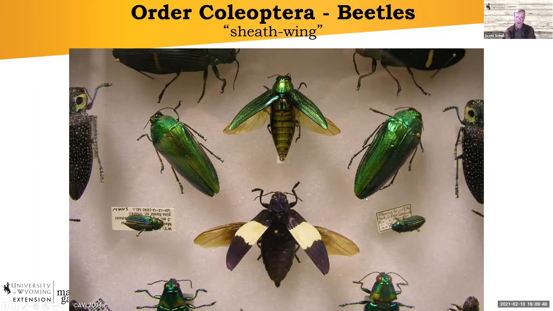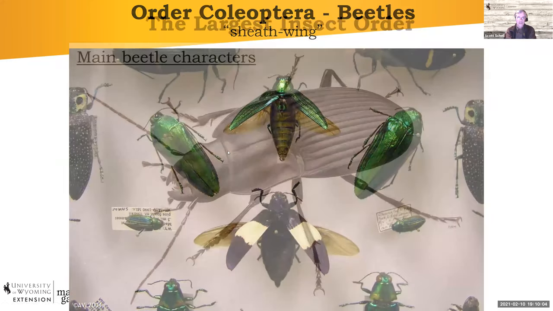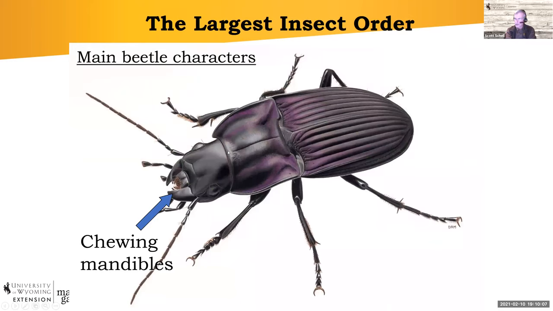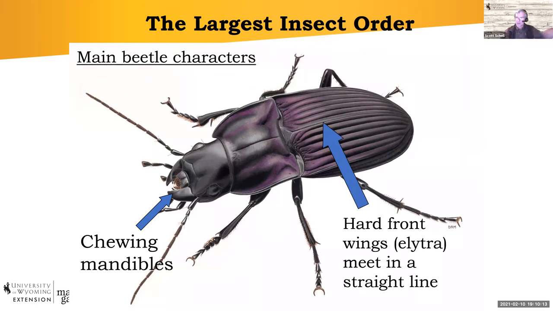Now, most of these larger buprestid family beetles are tropical, but these two are actually from Wyoming. So we do have representatives that are beautiful and in the same family as these tropical species. The main beetle characters are chewing mouth parts, the mandibles. They all have that. The hard front wings have been modified into what are called elytra, and they meet in a straight line. Many of the beetles have fully functional wings underneath, and they just use the elytra as protection over their body. They're folded up. Some of them have lost the ability to fly and the elytra are fused.